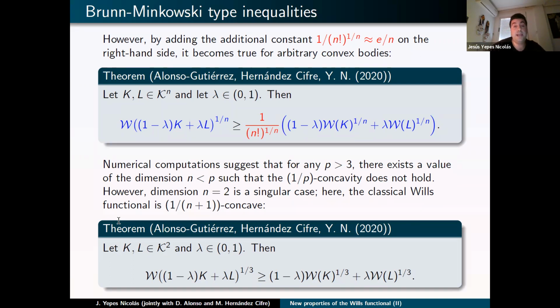And this is the case of the plane. I mean, in the plane, what we got is 1 over 2 plus 1 concavity. This is what the following result says. For two planar convex bodies, the functional of the convex combination to the power 1 over 3 is bigger than the convex combination of the functional of them to the same power. The key tool here was the following.